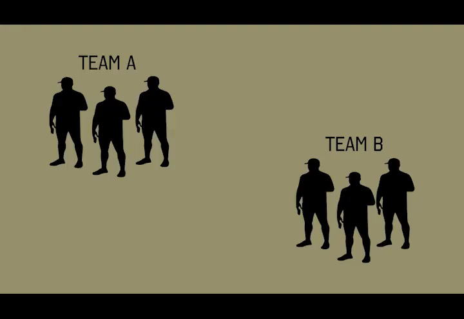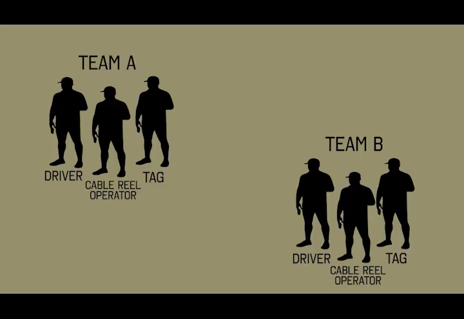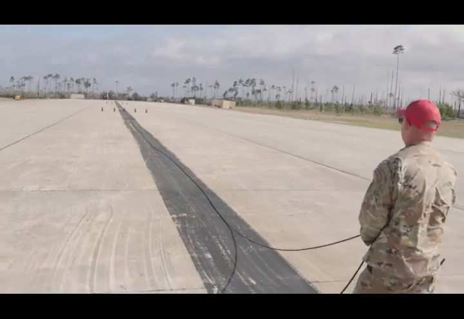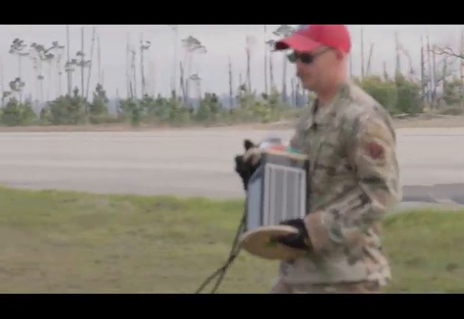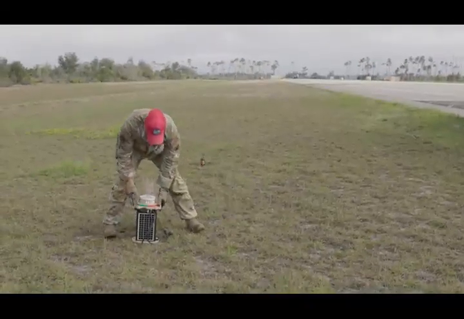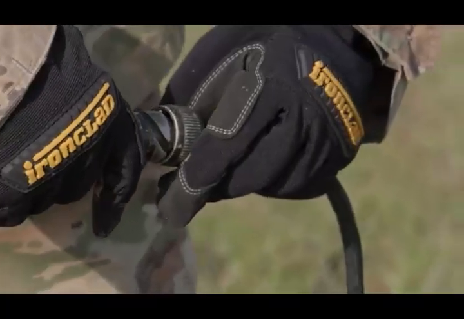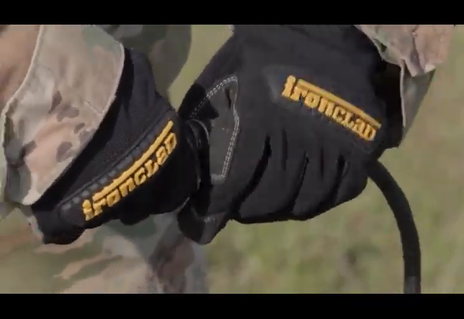Successful and rapid deployment requires a 6-person installation team, divided into Team A and Team B. Each 3-person team is comprised of a driver, a cable reel operator, and a tag member. The tag members operate primarily on foot. Their mission is to ensure each light fixture is placed at its precise location and properly connected to the primary AC circuit as the vehicle moves along the runway.